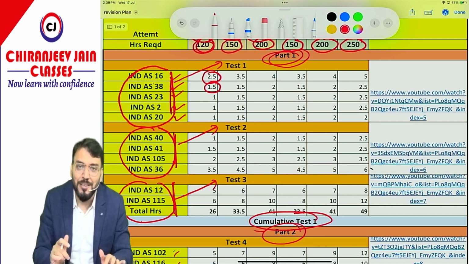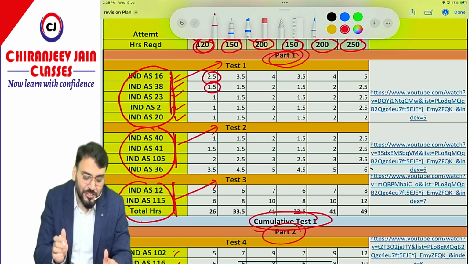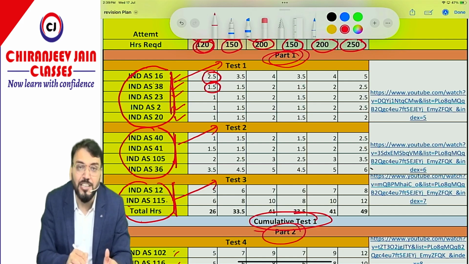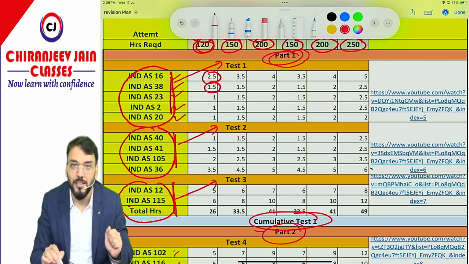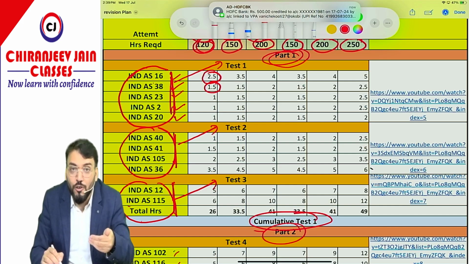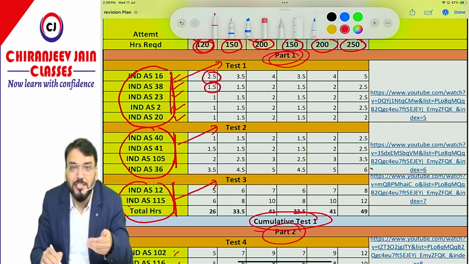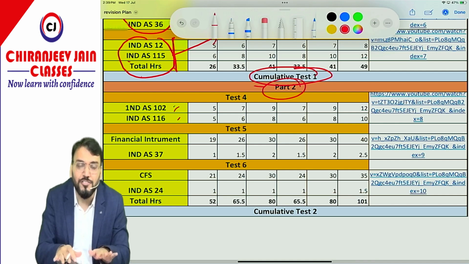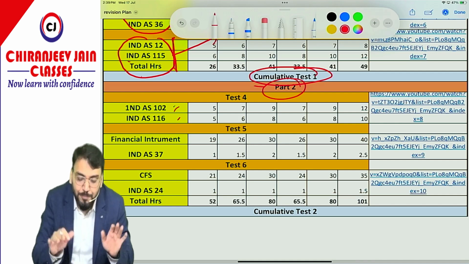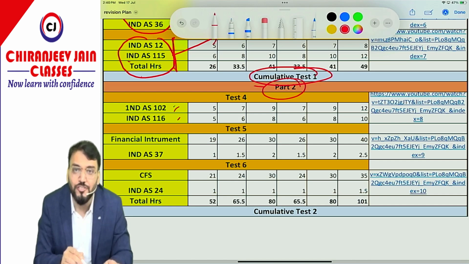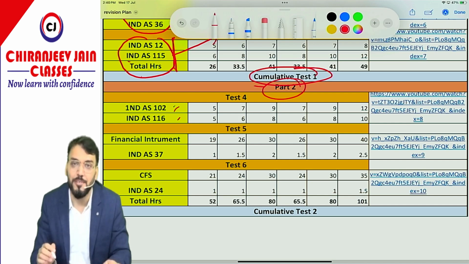So what I am saying is, in the first part I have kept small chapters. Only one interesting chapter is Ind AS 115, and by the time you reach Ind AS 115, you'll get the momentum of study. So intentionally I have kept small chapters initially, so that you can get the momentum of study. Once you get the momentum, you can start big and interesting chapters, and in Part 2 most of the important and big chapters are there. You can see in Part 2 I have kept Ind AS 102, Ind AS 116, financial instruments, and the consolidation chapter.